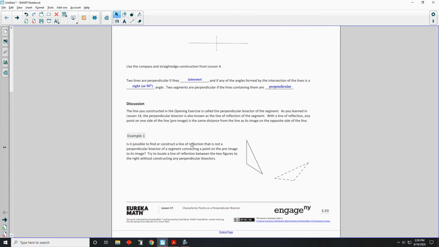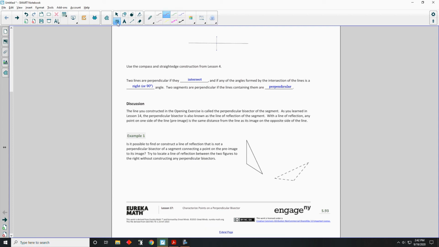Discussion. The line you constructed in the opening exercise is called the perpendicular bisector of the segment. As you learned in Lesson 14, the perpendicular bisector is also known as the line of reflection of the segment. With a line of reflection, any point on one side of the line, the pre-image, is the same distance from the line as its image on the opposite side of the line. Example 1 says, is it possible to find or construct a line of reflection that is not a perpendicular bisector of any of the segments connecting a point on the pre-image to its image? Try to locate a line of reflection between the two figures to the right without constructing any perpendicular bisectors.